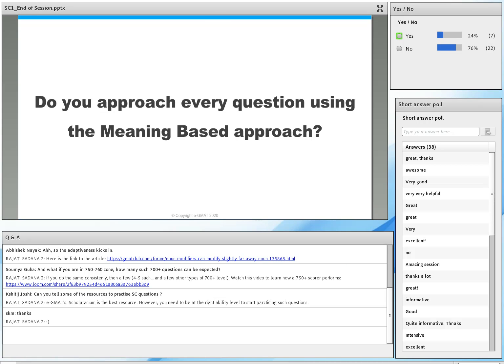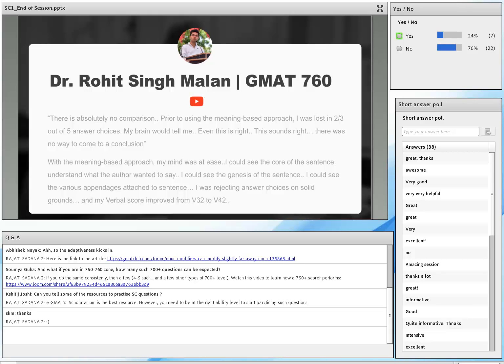And I'm going to first present some quotes by students who've aced the GMAT using the meaning-based approach. There's one guy, Dr. Rohit Singh Malan, a Kellogg admit, who had aced every exam prior to taking the GMAT. He's a doctor by profession, so he aced the Indian medical entrance exam. He's also an IDES officer, so he aced the IAS exam.